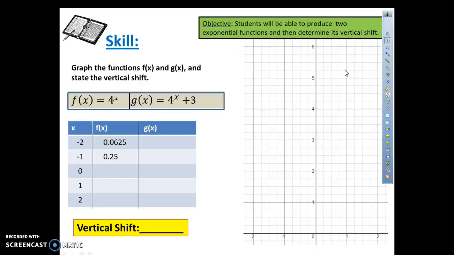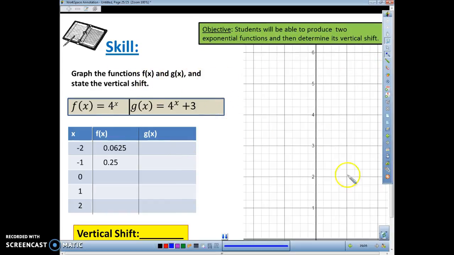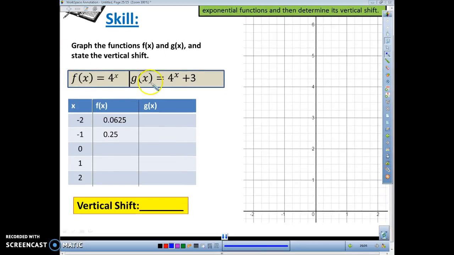All right, for this next part, they want us to graph the function f of x and g of x and then state the vertical shift. Looking at our functions f of x and g of x, you can already tell the k value. Here we can see that our k value is 3. So I have a vertical shift of positive 3.